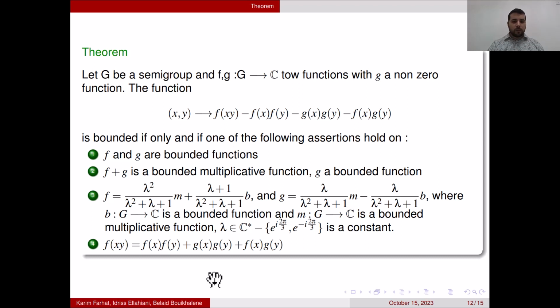Third: f equals lambda squared over (lambda squared plus lambda plus 1) m plus (lambda plus 1) over (lambda squared plus lambda plus 1) b, and g equals lambda over (lambda squared plus lambda plus 1) m minus lambda over (lambda squared plus lambda plus 1) b, where b is a bounded function, m is a bounded multiplicative function, and lambda is a constant verifying this condition. Fourth: f(xy) equals f(x)f(y) plus g(x)g(y) plus f(x)g(y).